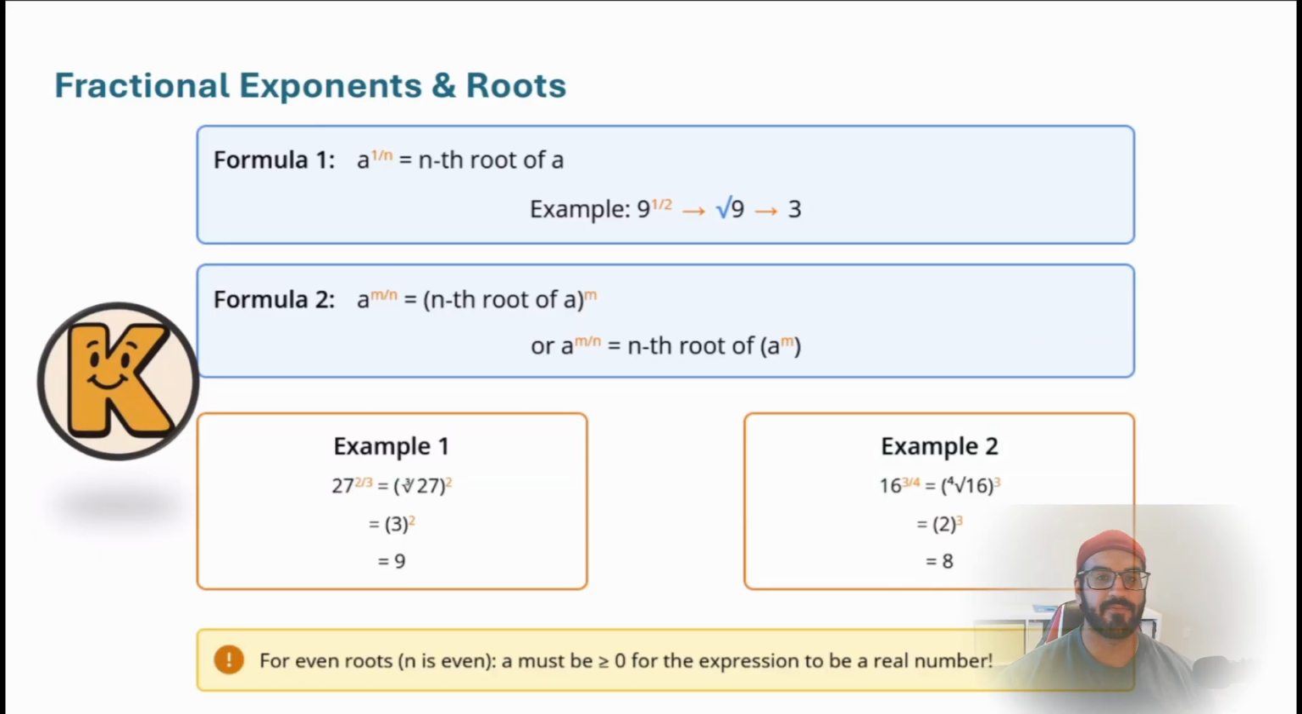I do have my first formula, which means a to the power of 1 over n. We just found out that whenever we're talking about a negative number on the power side, or on the exponential side, we are actually talking about a reciprocal. But what would happen if we do have a fraction instead of just a whole number or a negative number? So at this point, we are talking about a root.